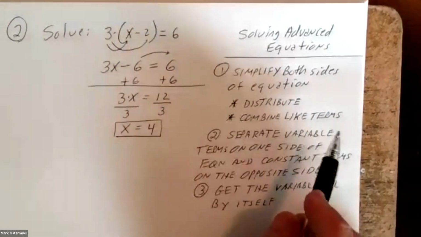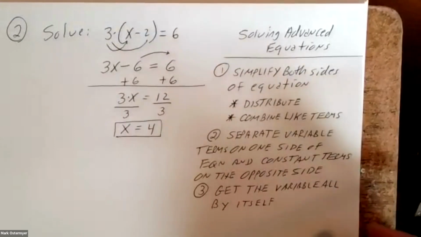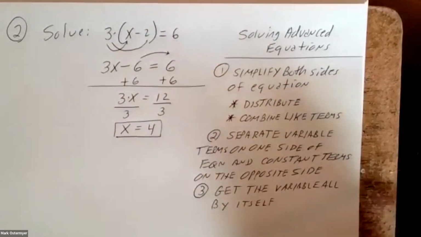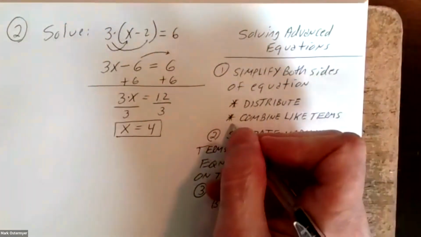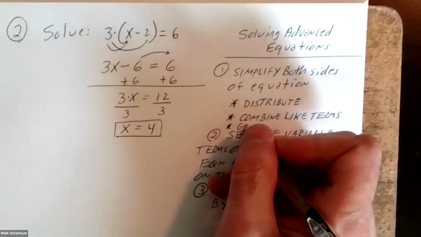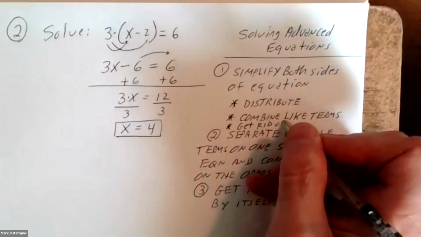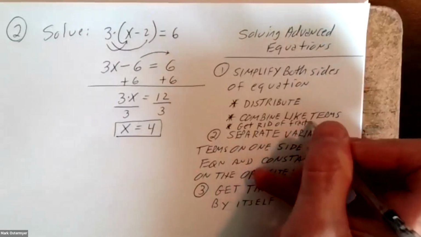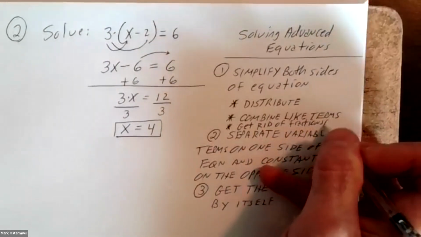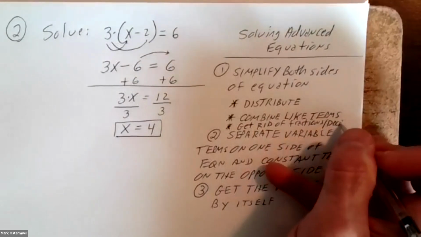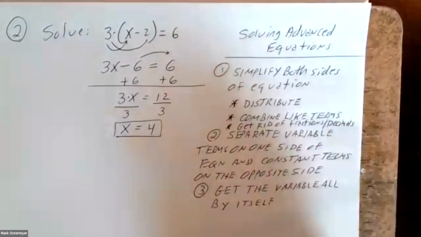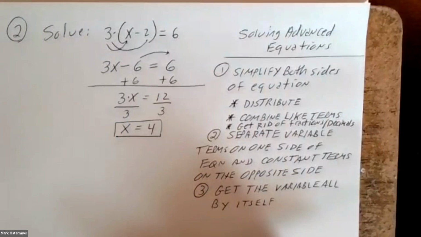Now, back with step number 1, simplifying both sides of your equation. There might be some equations where we have fractions present, in which case we like to get rid of our fractions. Or we might have decimals. So maybe I should have said also get rid of fractions or decimals, whatever the case might be. All right, so in general, that's how we approach solving more advanced equations.